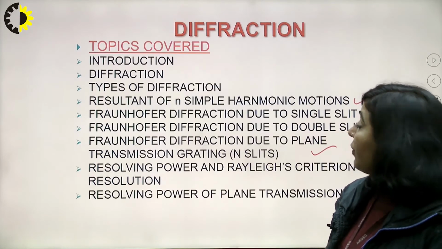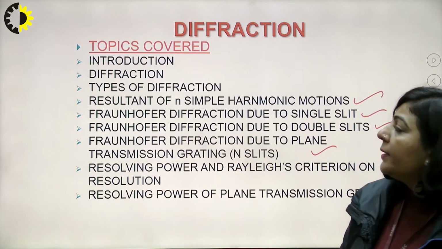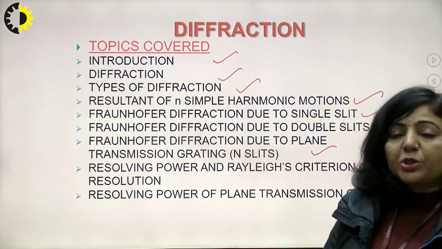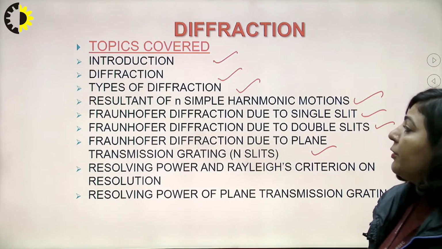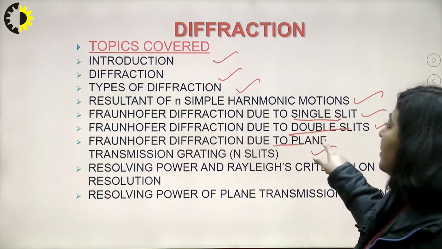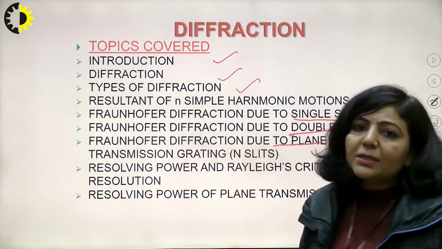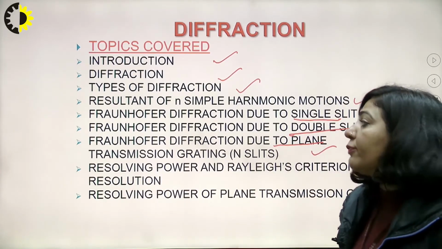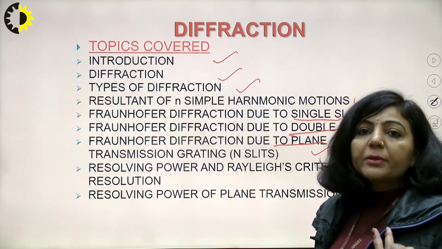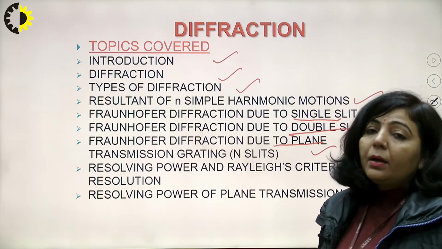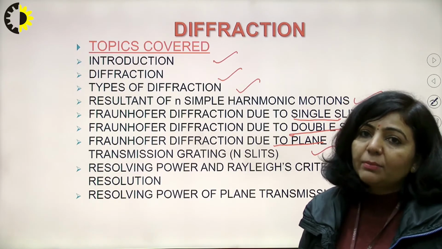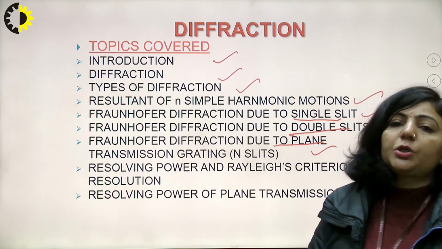The various topics which we have already covered are the introduction of diffraction, then types of diffraction, that is Fresnel and Fraunhofer diffraction. Then we discussed single slit diffraction, double slit diffraction, and N slit diffraction, which is also known as a plane transmission grating, or diffraction grating. We have seen how you get principal maxima in a single slit, the conditions under which you get minima, and the secondary maxima. So we have seen the different conditions there.